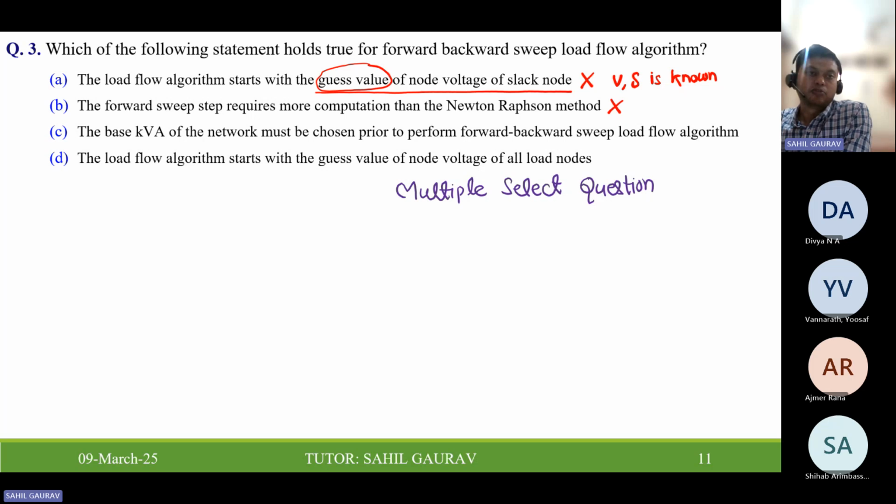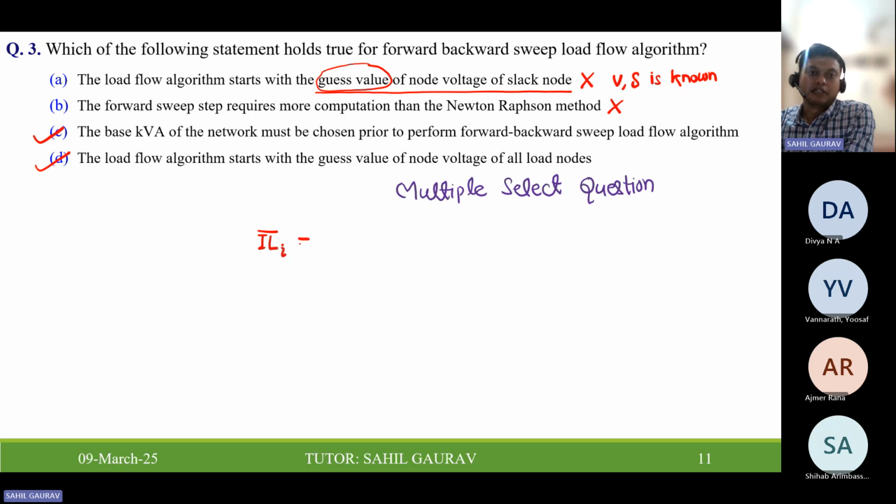The option is: base kV of the network must be chosen prior to performing the forward backward sweep load flow algorithm. Yes, it is correct. C is correct. And the load flow algorithm starts with a guess value of the node voltage of all nodes. So we apply this expression.